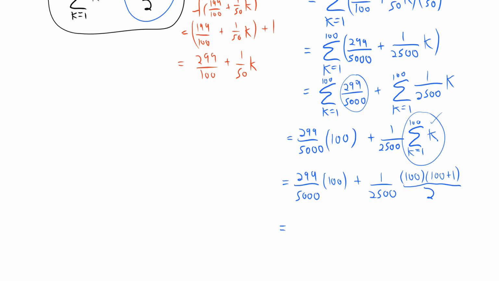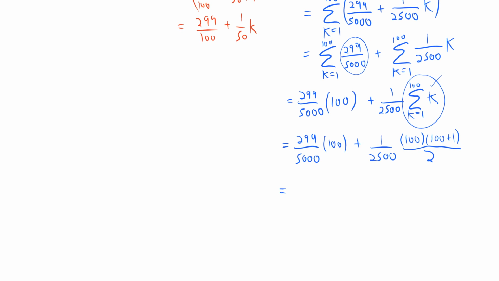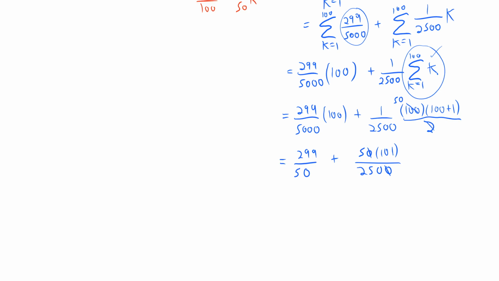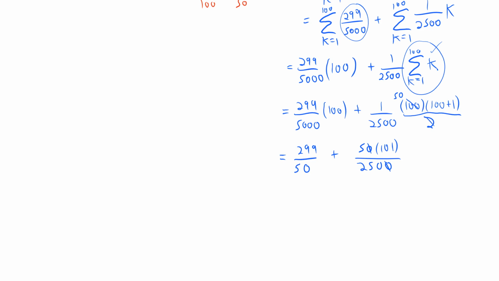And lo and behold, this is something I should be able to break down. If I look carefully, first and foremost, the 100 and the 5,000 are going to cancel down. Basically, 2 zeros divide out of the bottom, giving us 299 over 50. And then on the other side, the 2 and the 100 are dividing, giving us 50. And then we have 50 times 101 over 2,500. Of course, the zeros cancel down, and if we take 250 and divide it by 5, we get 50. So we get 299 over 50 plus 101 over 50.